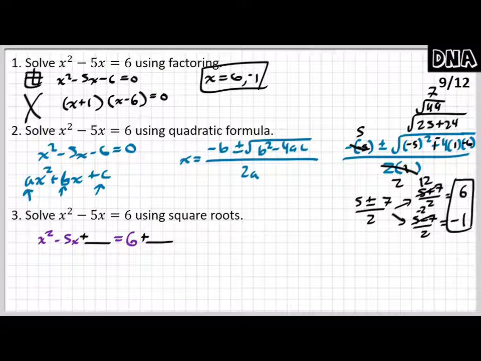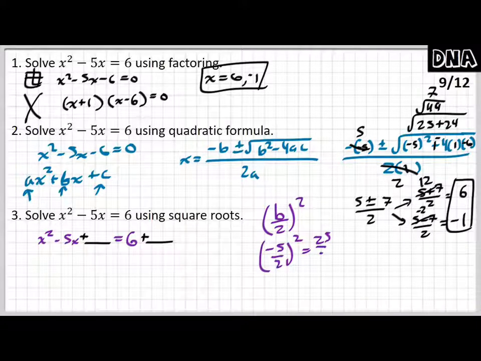Now, it's not that pretty because this is a 5. And so when I divide 5 by 2, it's going to be a fraction, which kind of stinks. How do you complete the square? Well, you find the perfect square by dividing the b by 2 and then squaring it. The b is next to the x. So we have negative 5 divided by 2, and I had to square it. That would equal 25 over 4. So I would add 25 over 4 to both sides.